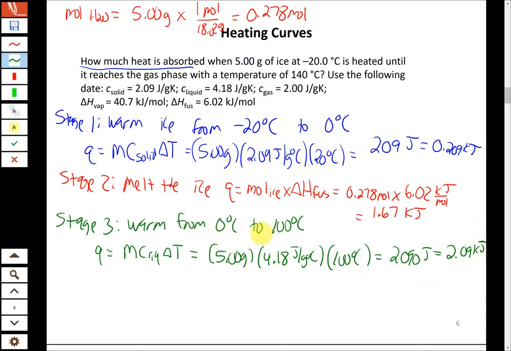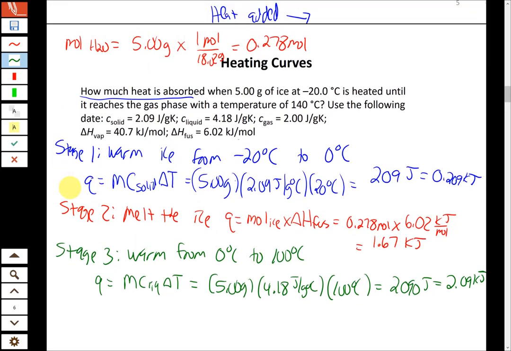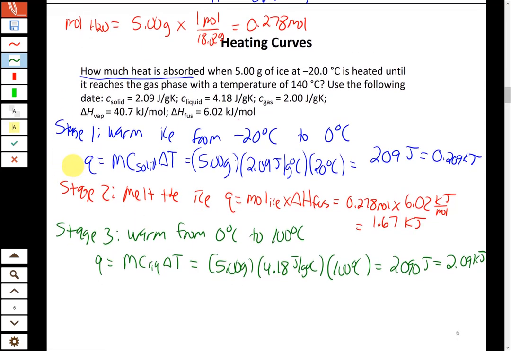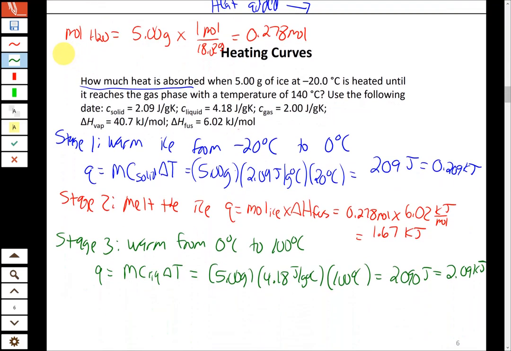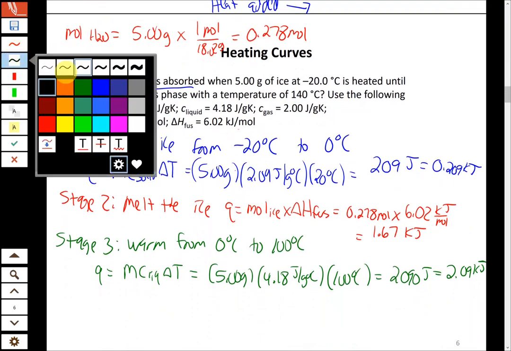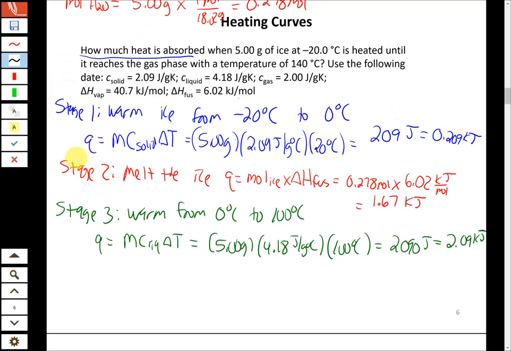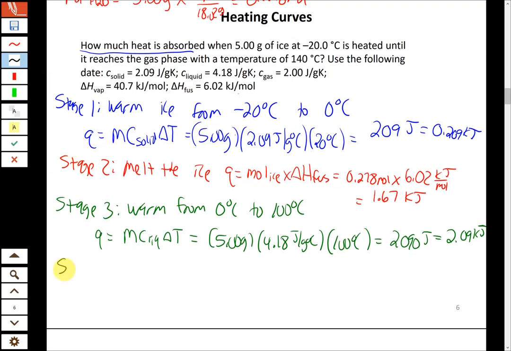So that's stage 3. And then after we get to 100 degrees Celsius, we're going to boil it, because we're going all the way up to 140, so we're not stopping yet. We're going to boil the substance. I showed that, I believe, in black. So when you boil the substance at 100 degrees Celsius, again, whenever we're doing a phase change, we're just going to use the phase change enthalpy to calculate how much heat that is. One of these days I'll spell it right. So stage 4, shown in black on the previous slide, and also here, is going to be to boil the water.